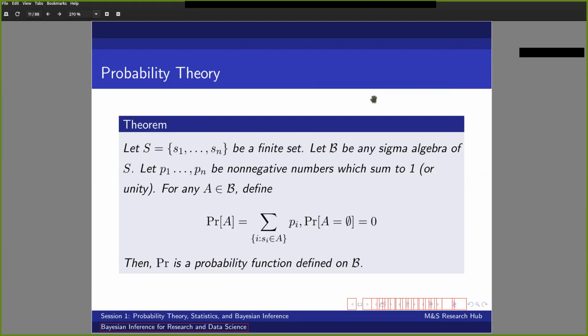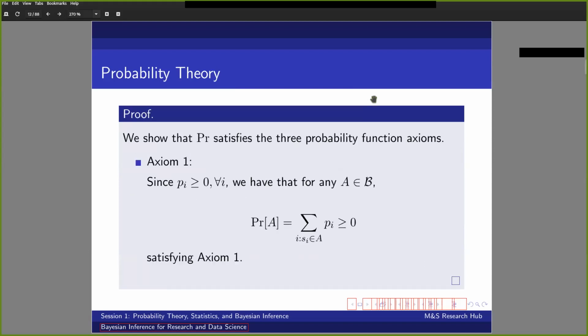So for any A as an element of B, we define P of A as the sum of all non-negative Pi, with the condition that the probability of A equals the probability of the null set equals 0. Then we have that P is a probability function defined on the sigma algebra. So we prove this by showing that the function P satisfies the three probability function axioms.